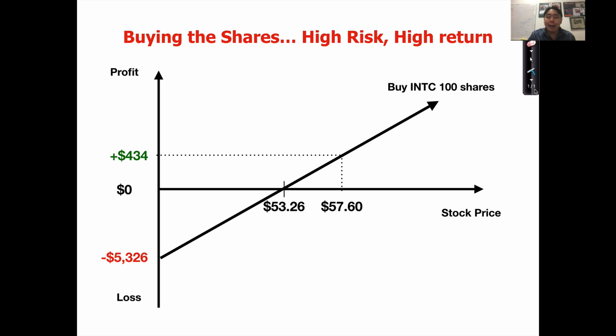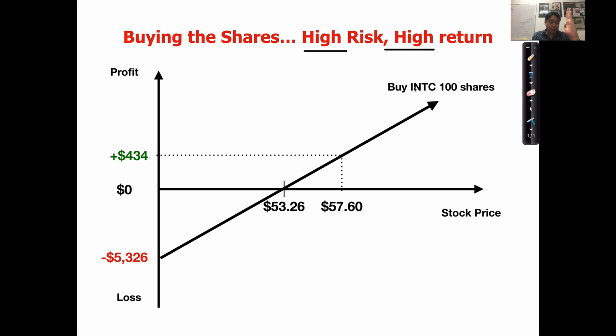Now, when you buy the shares of a stock, you have both high risk and high return, because if the stock price goes up, you make money. Stock price drops, you lose money as well. So in the previous scenario, if you were to buy 100 shares of Intel, what does the profit and loss graph look like? It looks like a straight line, like that, okay?